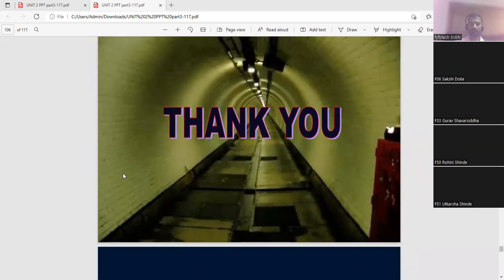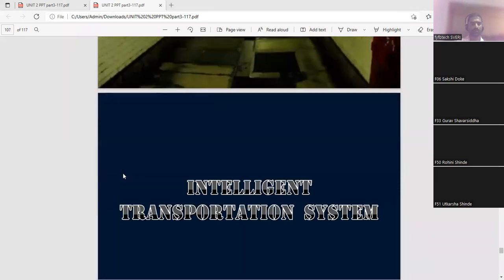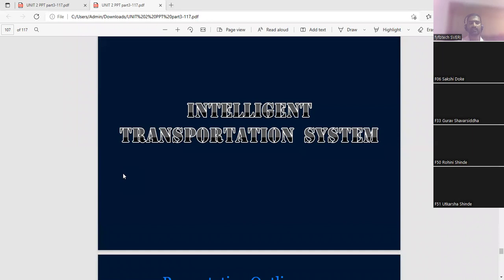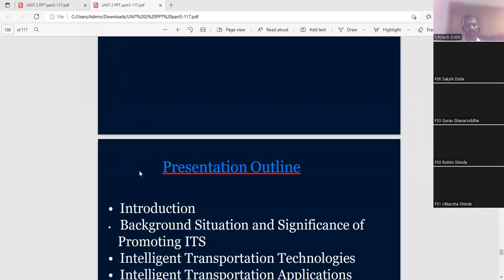So the last point is intelligent transportation system. We will take this point up in the next class. This is the last point in this chapter, and after completing it, the second chapter will get over.